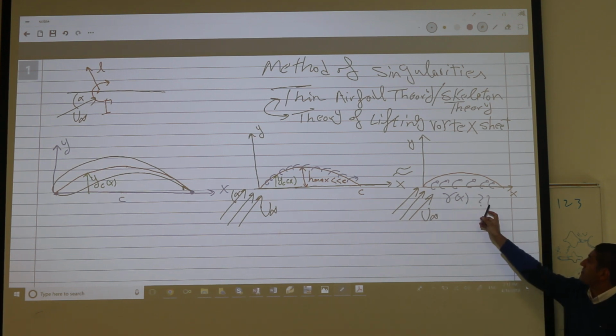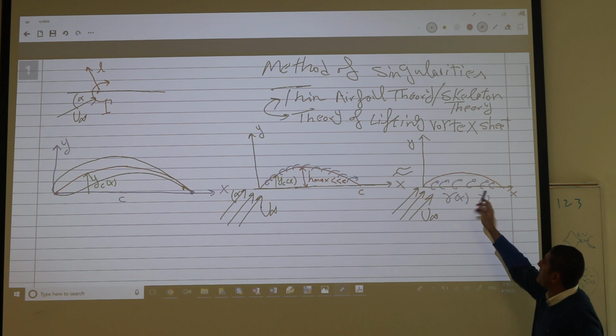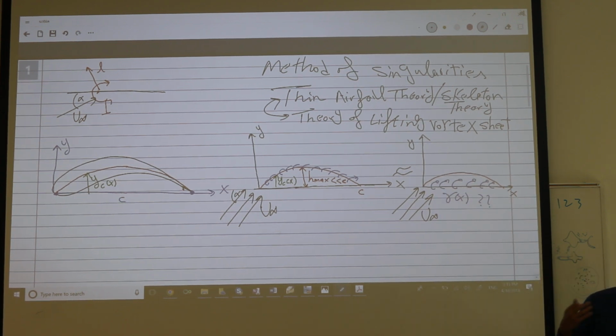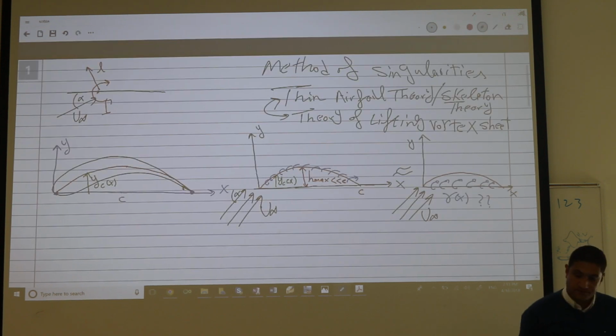So this is unknown. The right distribution that represents the body is unknown. How can we determine it? This is the point.